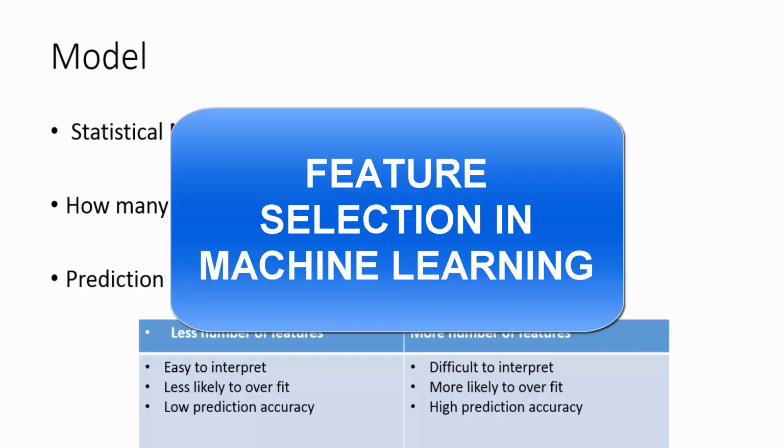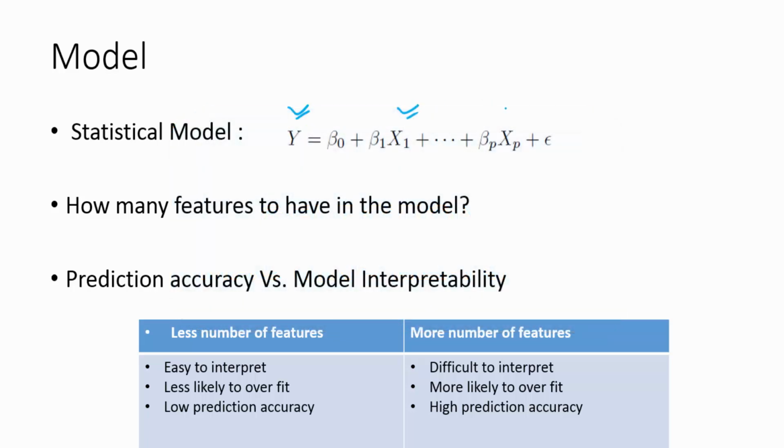Well, a basic statistical model has a target variable y and a set of predictors or features, right? There are different names. Some call them independent variables, some call them features, predictors. You can use any one of these names. So how many features should you have in the model? That is often an important question in any statistical model.